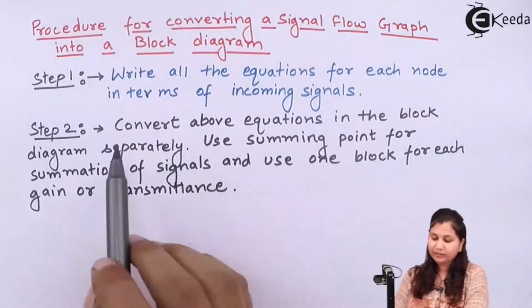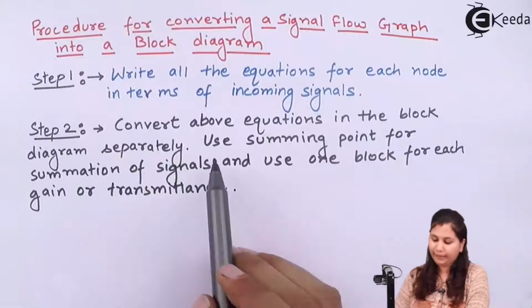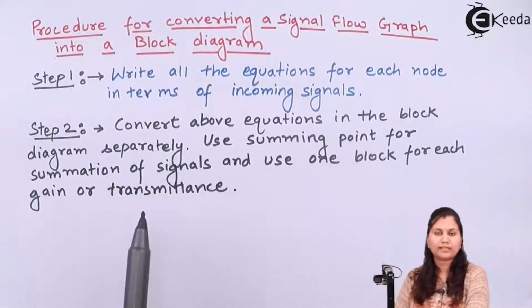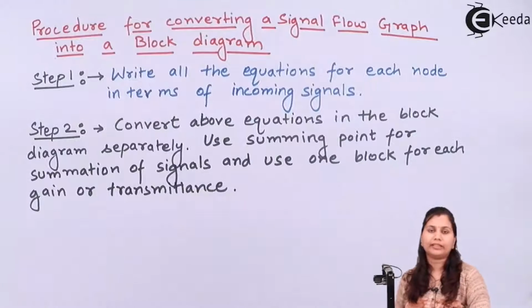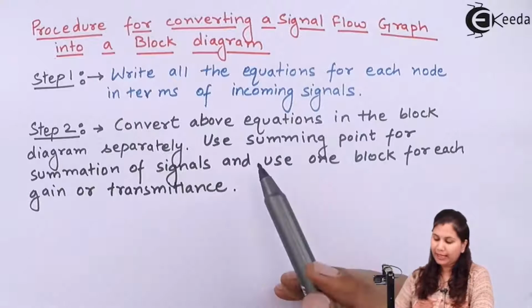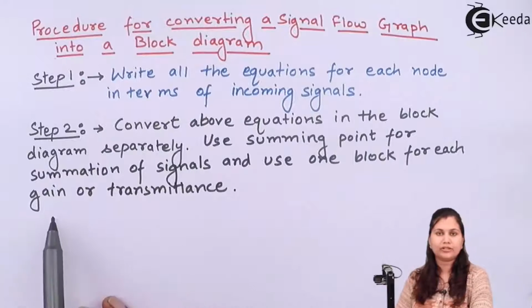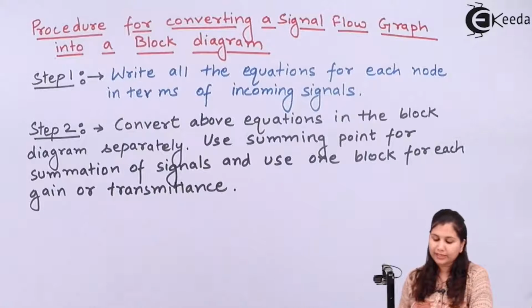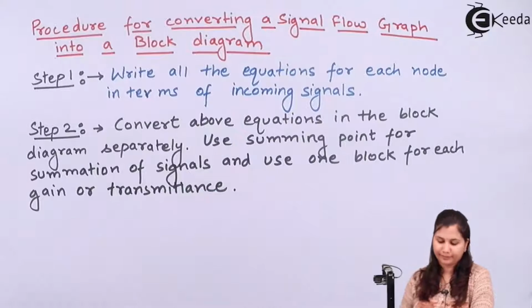When we are converting the equations into the block diagram, keep one thing in mind: you should use a summing point for the summation of signals. That is, whenever in the equations we get the sum of two signals, we have to use a summing point for that while converting, and one block should be used for each gain or transmittance. Whenever a gain or transmittance is encountered, use one block for each transmittance. So after step number 2, you will get the block diagram for each of the equations.